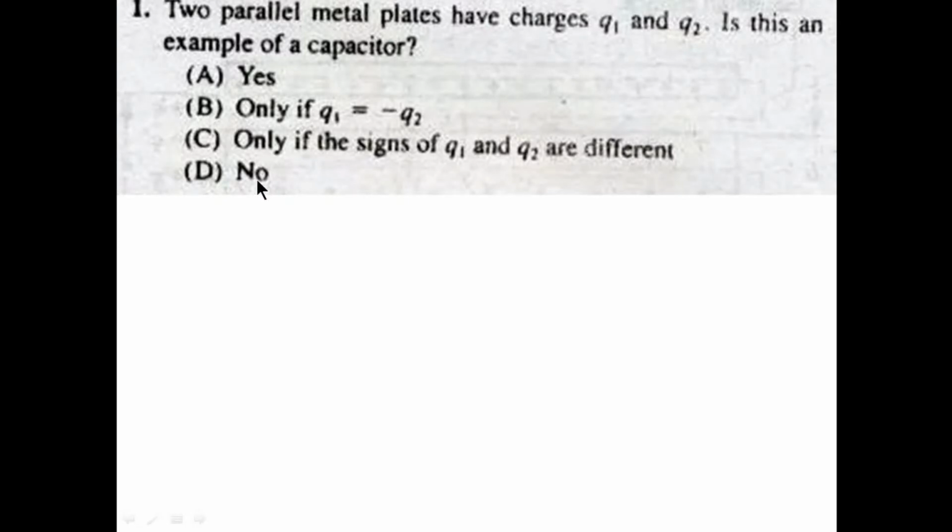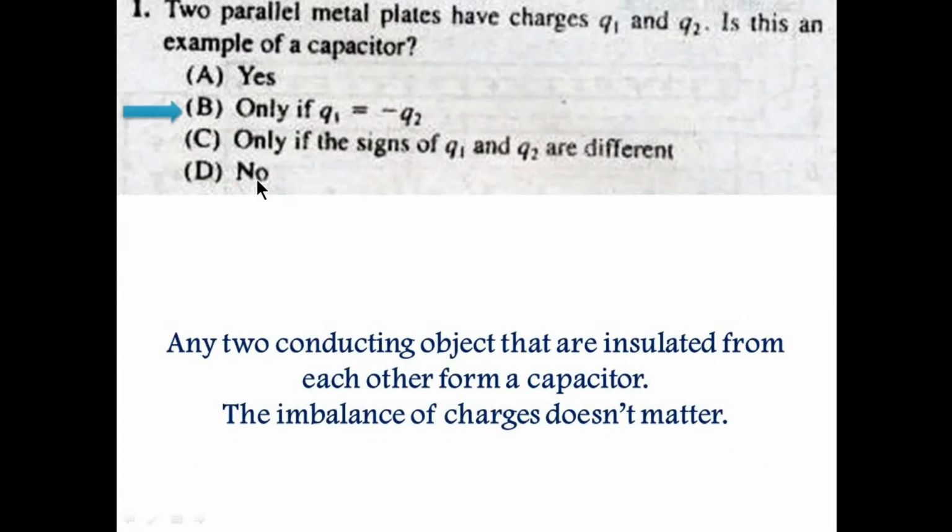So for a capacitor to exist, there should be two metal plates and they should be separated from each other through a distance. So it doesn't matter if the charges are imbalanced. So option A is the correct option.